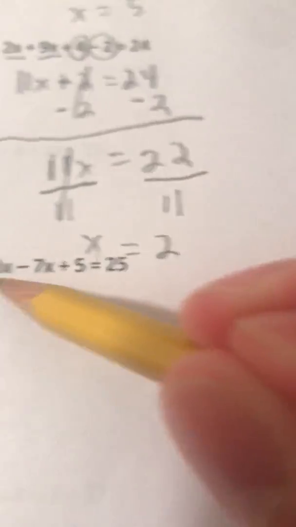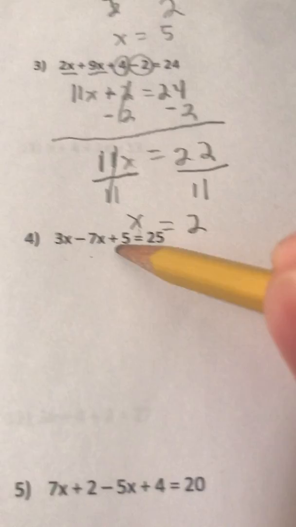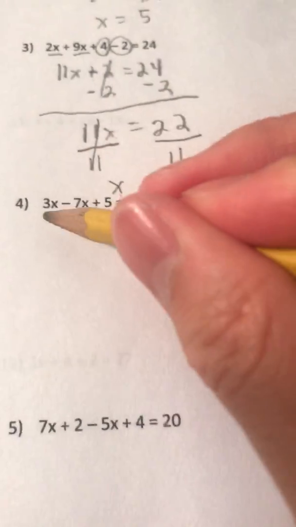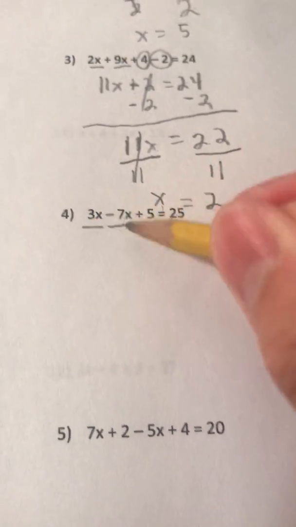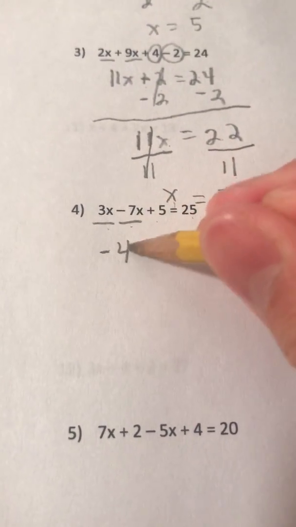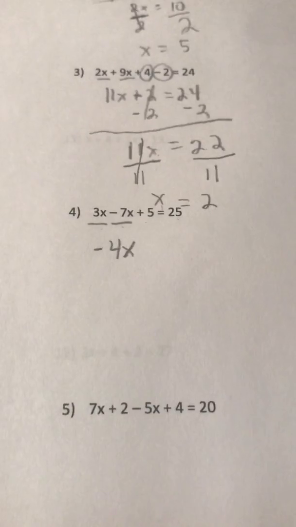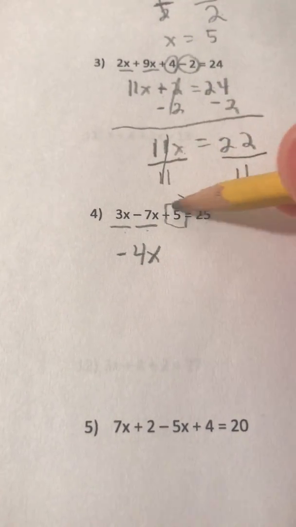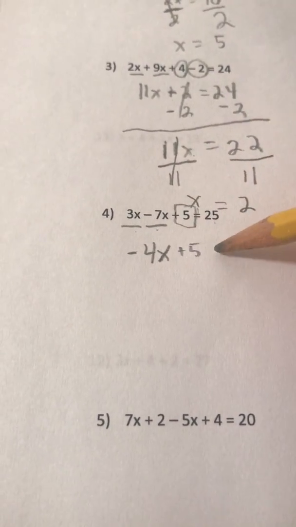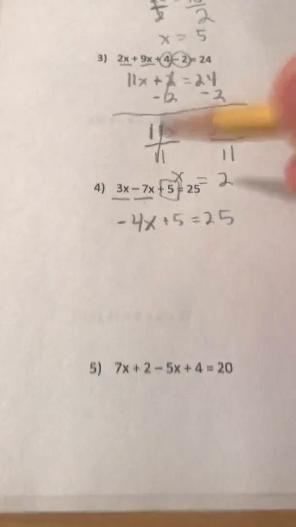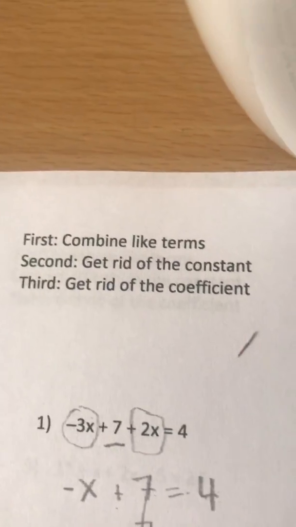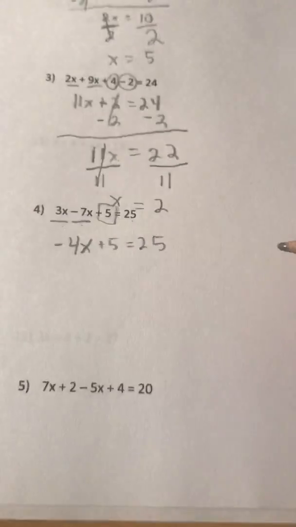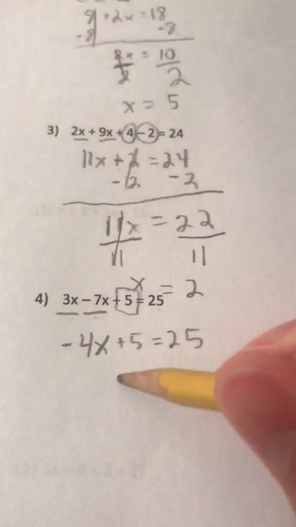Number 4. 3x minus 7x plus 5 equals 25. Combine like terms. 3x minus 7x, that is negative 4x. The 5 has nothing to combine with, so I'm just going to leave it there like that. I've combined like terms. Now I'm going to get rid of the constant. First, combine like terms. Second, get rid of the constant.